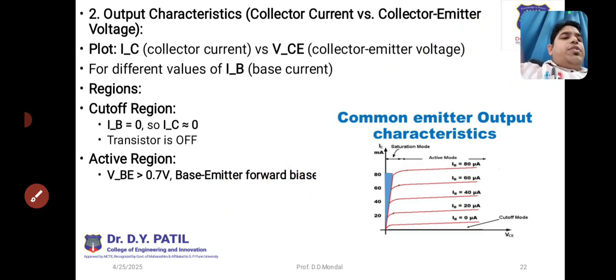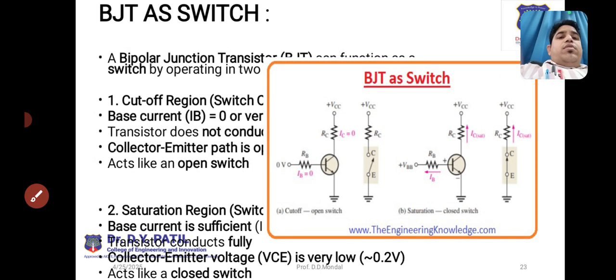The same we can see in how the BJT works as a switch. VCC is equal to VCE. In the cutoff region, both junctions are reverse biased and it works as an open switch. In saturation, both junctions are forward biased and it works as a closed switch. We already learned this in the theory section.